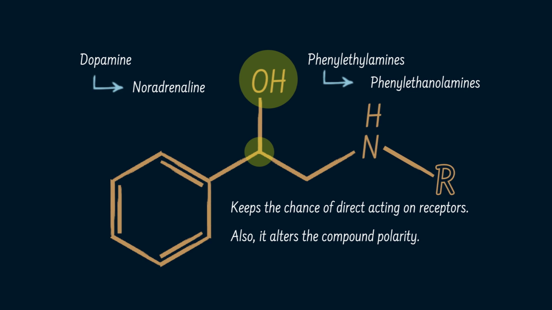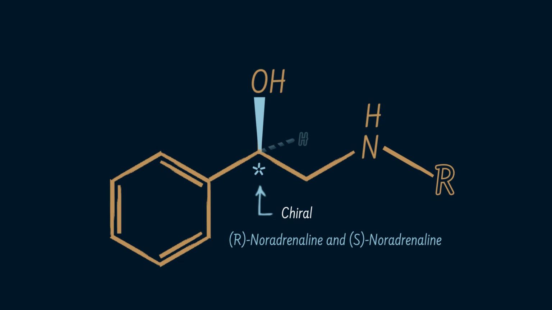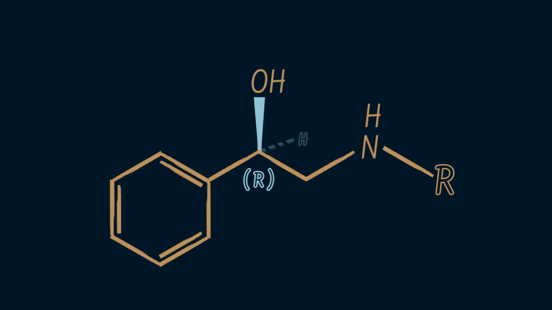Furthermore, the presence of hydroxyl group on beta carbon converts it into chiral carbon. Thus, generates two stereoisomers, R-noradrenaline and S-noradrenaline. The naturally biosynthesized and the most active is the R one, in which the hydroxyl group is oriented above the plane.